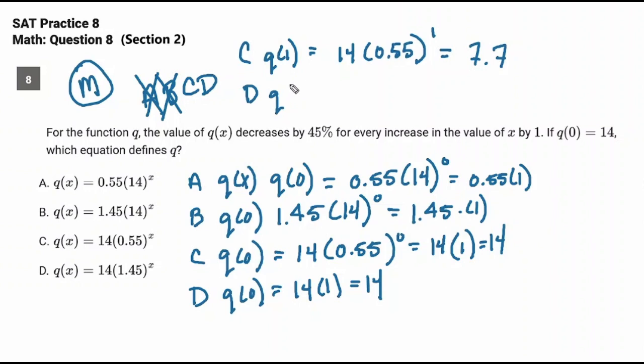Q of what? 1, because we're increasing x by 1. We increased 0 by 1. 14 times 1.45 to the, follow directions, 1. Again, there's no need for calculation here. 14 times 1.45. Is that going to go up or down? It's going to go up. We're looking to go down 45%, so that doesn't work. So C's got to be the answer. You got to put your head down and do some work here, but you get it right, and you move on.